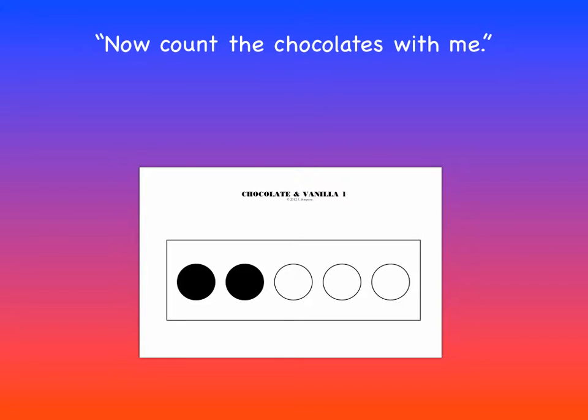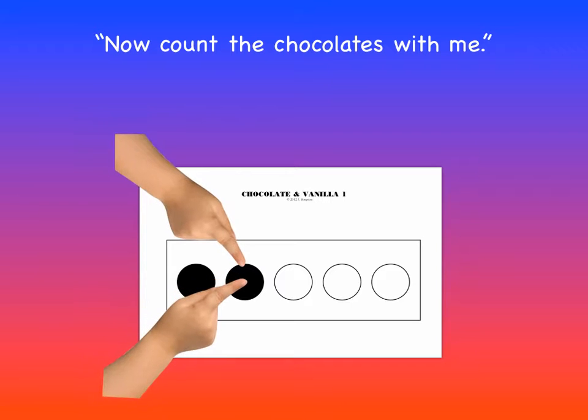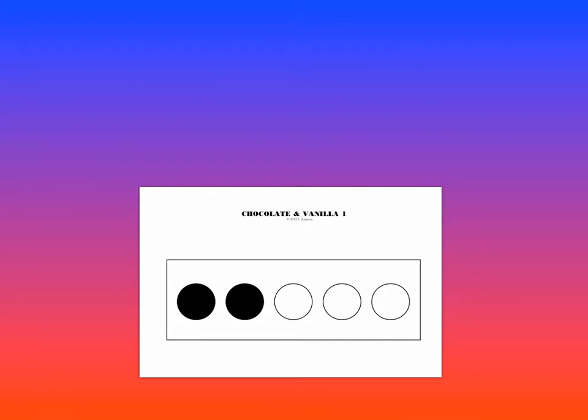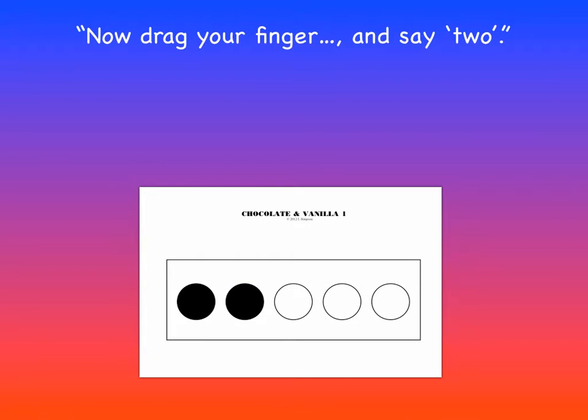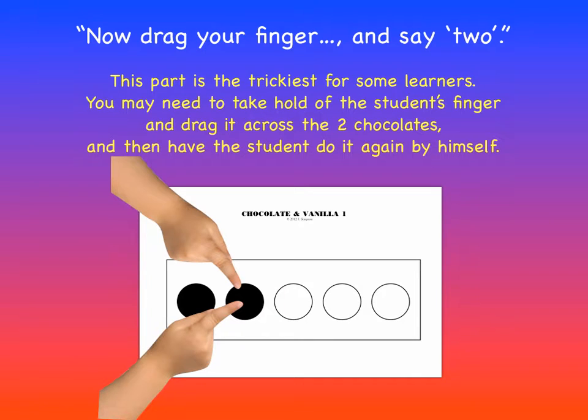Now count the chocolates with me. 1, 2. Now drag your finger and say 2. This part is the trickiest for some learners. You may need to take hold of the student's finger and drag it across the 2 chocolates, and then have the student do it again by himself.